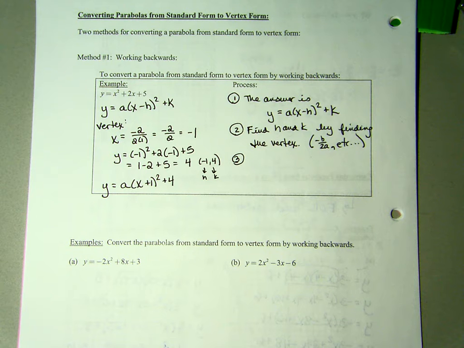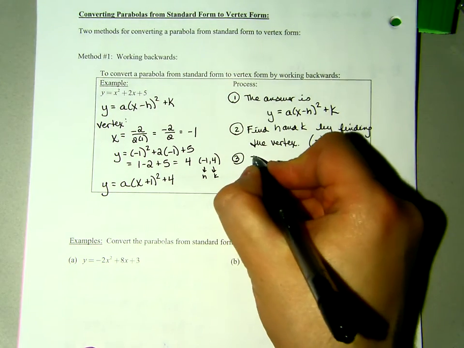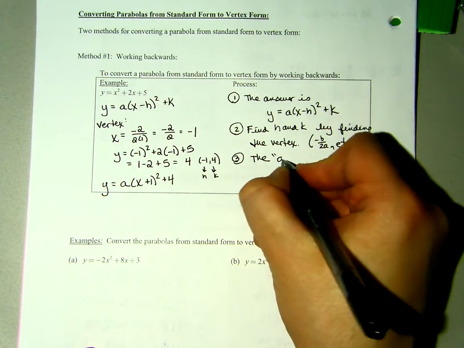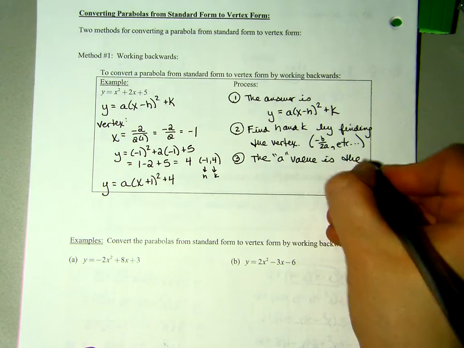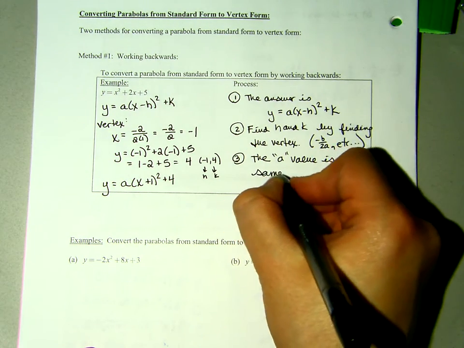There's a reason we're calling the a value in standard form the same as the a value in vertex form. It is the exact same thing. The a value, so step number 3, is the same in vertex form and standard form.